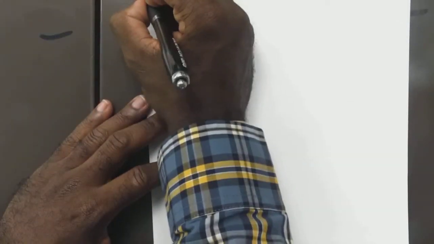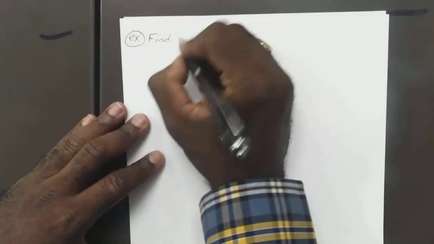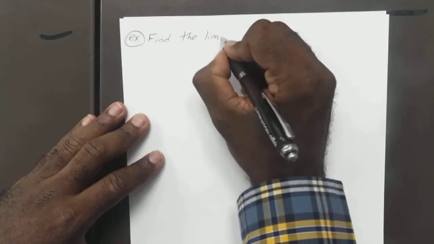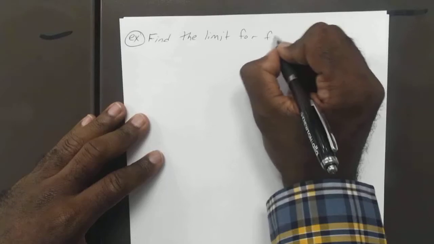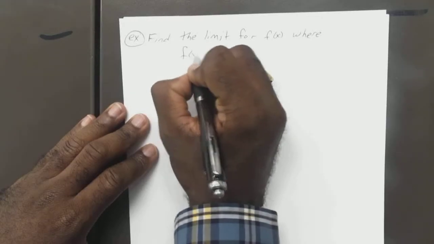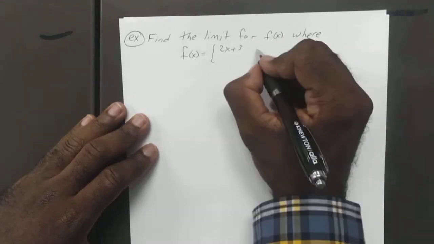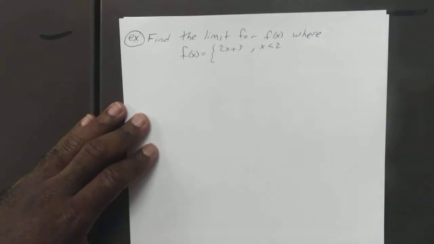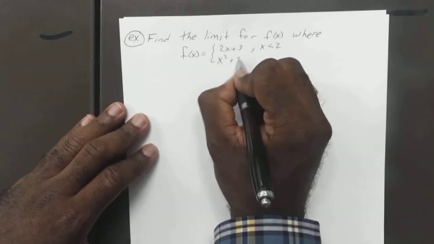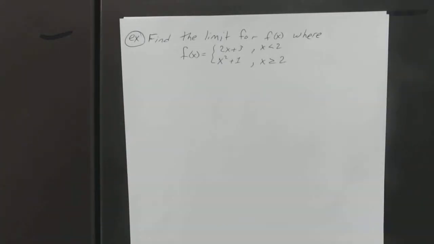Okay, so let's do a few more piecewise examples. So we want to find the limit for f of x where f of x equals 2x plus 3 when x is less than 2, and it's equal to x squared plus 1 when x is greater than or equal to 2.